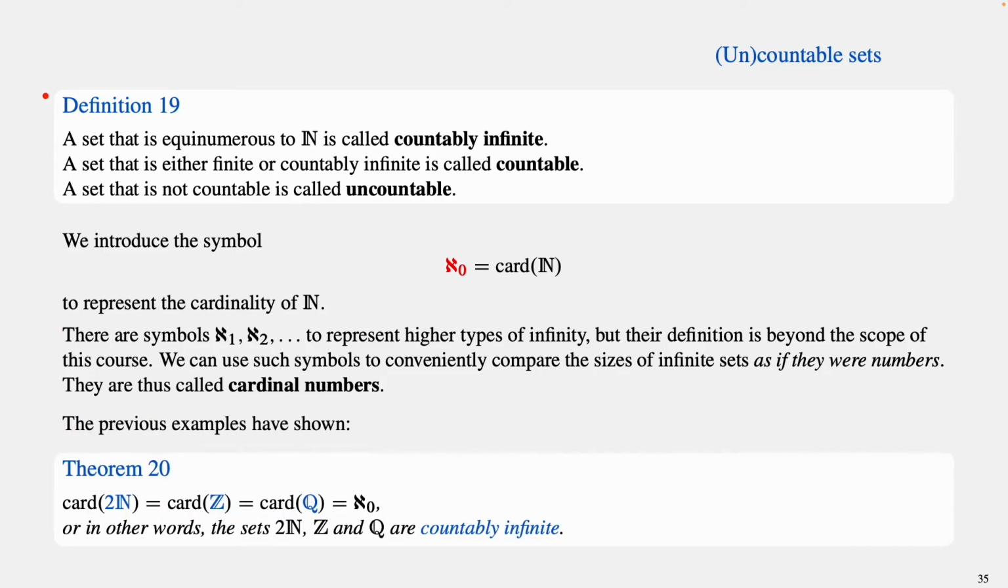And in this newly introduced language here, the previous examples have shown what I summarize in this theorem here. The cardinality of the even natural numbers, and the cardinality of the integers, and the cardinality of the rational numbers are all Aleph 0. Or in other words, all of these sets are countably infinite.